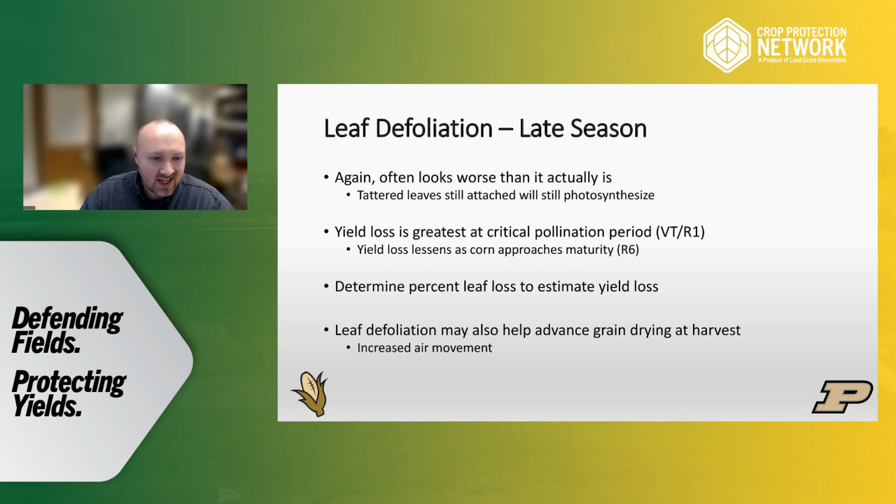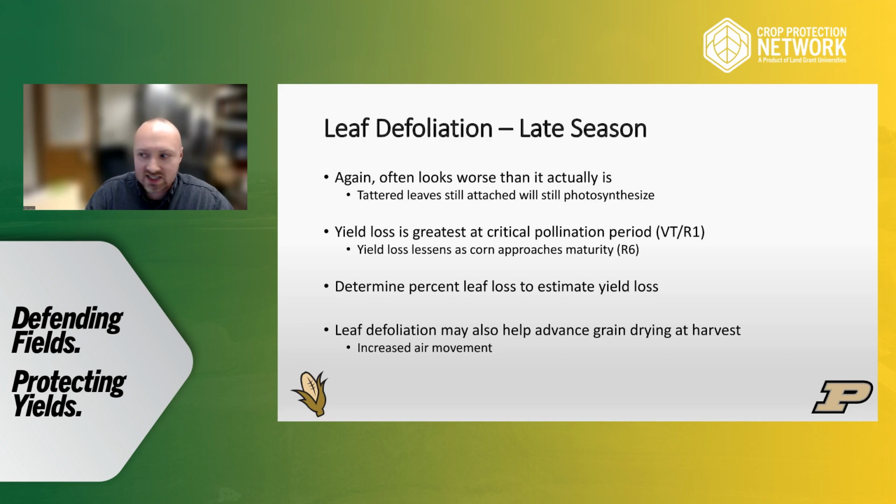Tattered and torn leaves that are still attached to the plant will still photosynthesize. We typically don't classify those as percent leaf damage or complete leaf loss. If they're still attached, even if they are tattered and torn, they can still photosynthesize and help that plant produce yield.